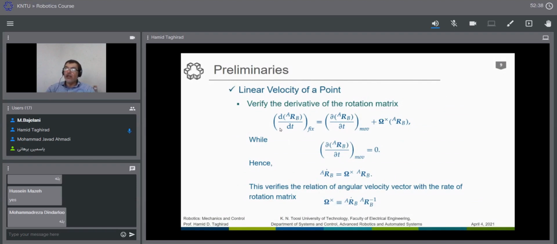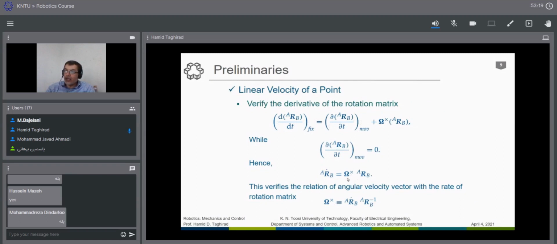We use the golden rule. We use the derivative of the rotation matrix instead of the vector. The absolute derivative of the rotation matrix is equal to the moving frame derivative plus omega cross R. And we know that the rotation matrix with respect to a moving frame, when we are sitting on a moving frame, we don't see any motion. So this part is equal to 0. So the derivative of the rotation matrix is equal to omega cross R. R dot is equal to omega cross R.